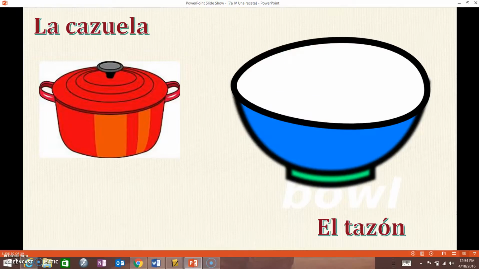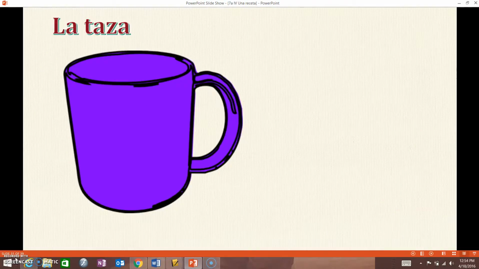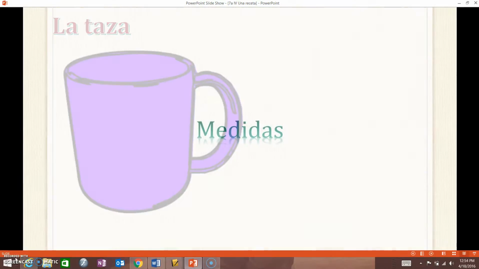El tazón es algo que se usa para comer sopa, a bowl. La taza es como una taza de café, a cup of coffee. There are a couple of different words for cup. La copa is the word for cup, literally cup, but they use it often to talk about like a wine glass. They would use a taza for a coffee cup, and they would use el vaso, V-A-S-O, el vaso, for like a cup of milk or a cup of water. So it's like un vaso de agua, un vaso de leche.